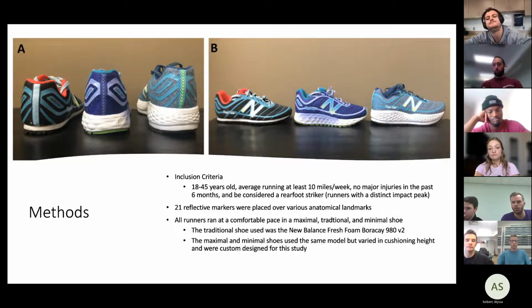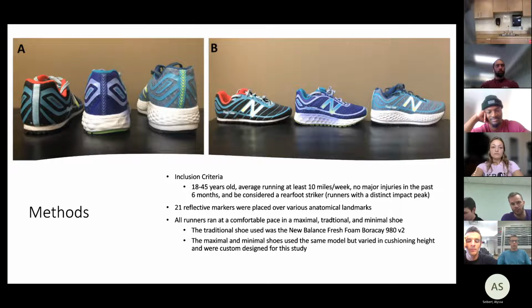So the traditional shoe used was the New Balance Fresh Foam Boracay 980 V2. No kickbacks from this, just the design of the study. Though the other shoes were prototypes, they weren't available for commercial value. But they're the same shoe. They were just kind of the cushioning or the support changed. So these maximal and minimal shoes use the same model but varied in cushioning height, and were custom designed for this study. So this shoe in the middle here was the only shoe that was available for commercial value, but these other two, same model, just obviously different amounts of cushioning.